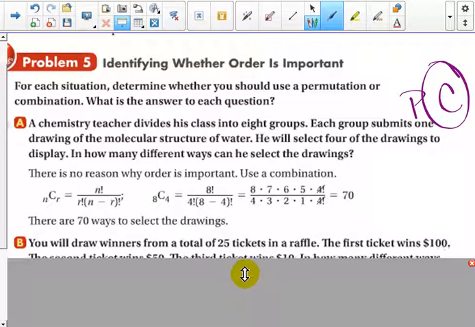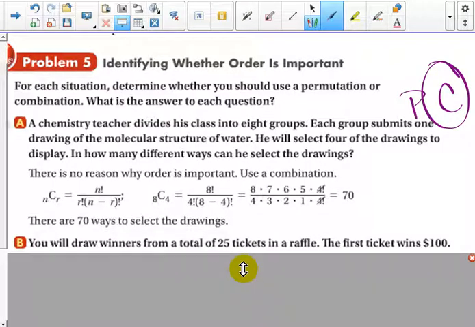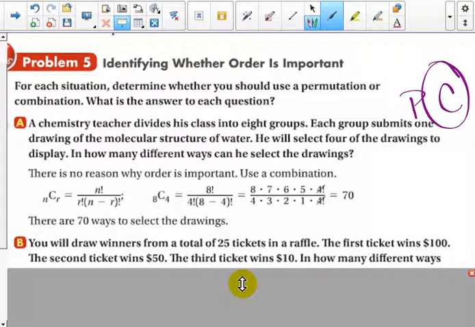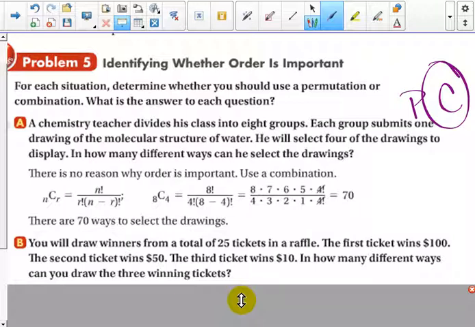Now let's look at the next one. You will draw winners from a total of 25 tickets in a raffle. The first ticket wins $100. The second ticket wins $50. The third ticket wins $10. How many different ways can you draw the 3 winning tickets? So is the place important? Yes, so that makes it a permutation.